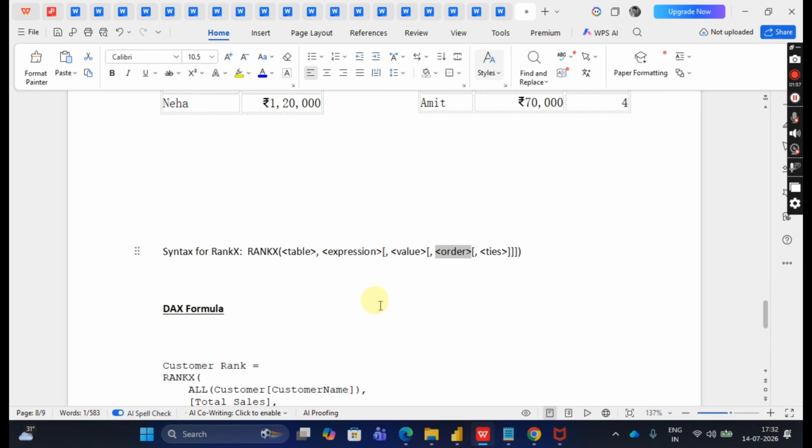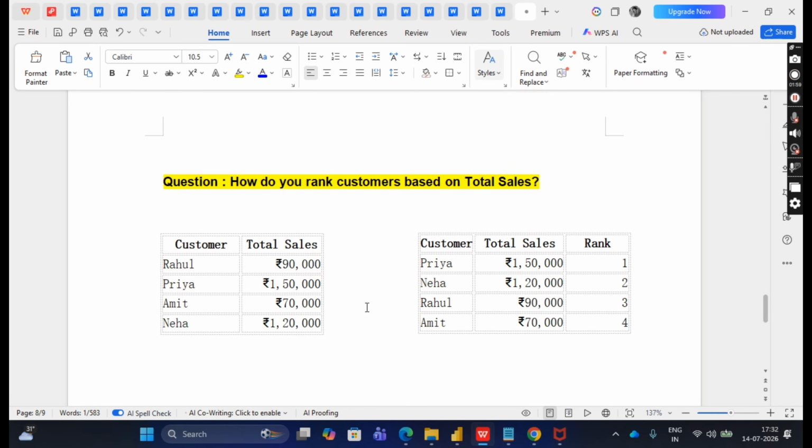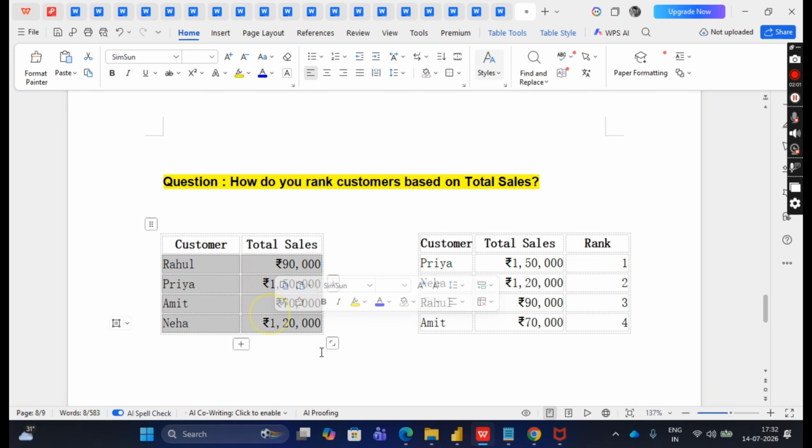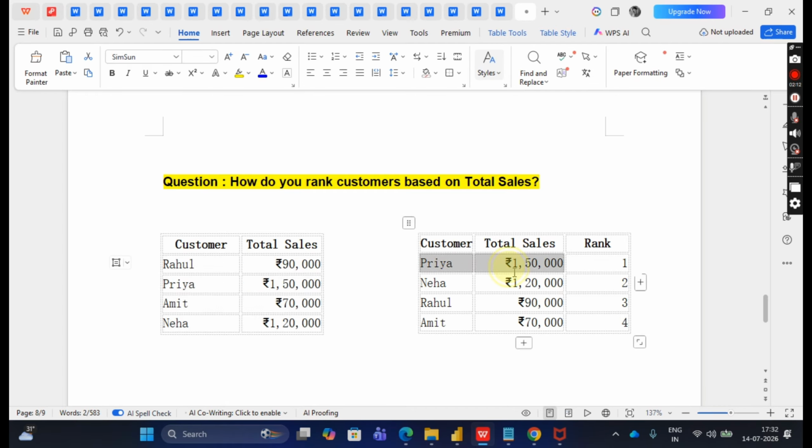How does this rank function work? Suppose the sales are: Rahul 90,000, Priya 1.5 lakhs, Amit 70,000, and Neha 1.2 lakhs. Power BI first sorts them in descending order on the basis of their sales. So Priya will get rank 1, Neha will get rank 2, Rahul will get rank 3, and Amit will get rank 4.